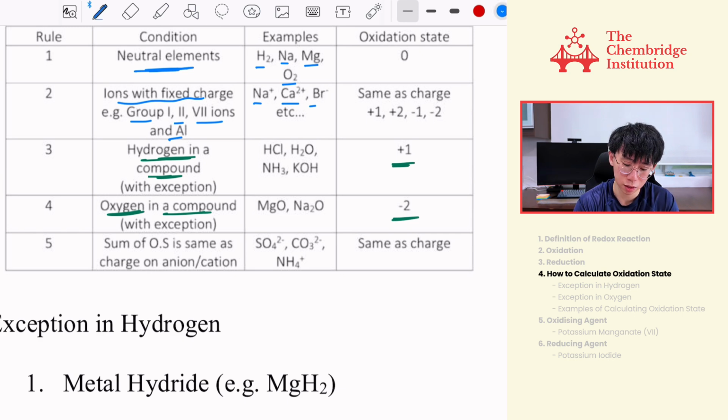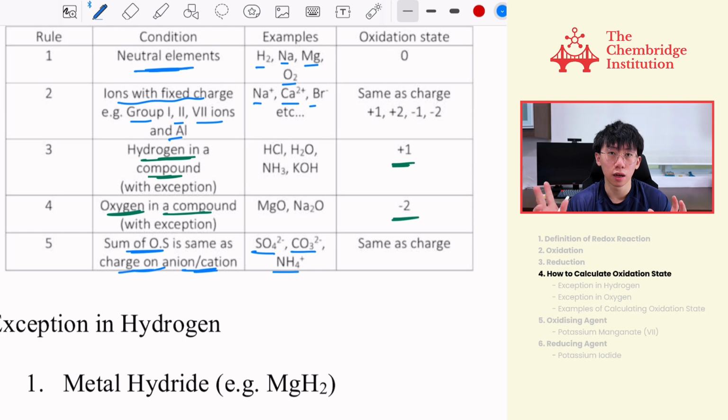And then rule number 5, the sum of your oxidation states is to be the same as the charge on the anion or cation. This typically applies to our complex ions. For example, when you have multiple elements in the same cation or anion, such as the sulfate anion, carbonate anion, or ammonium cation, when you total up all the oxidation states, they need to equal the overall charge of the cation or anion. And I'll go through some examples later on.